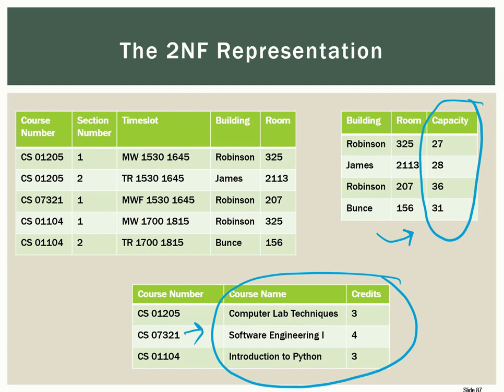And we are also in third normal form, because everything depends on the key directly. The course number and the section number determines the time slot, the building, and the room. The course number determines these course fields, and the building determines the capacity. So we're in second normal form, and we are also in third normal form.